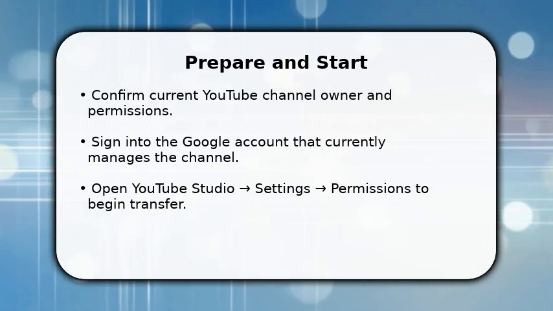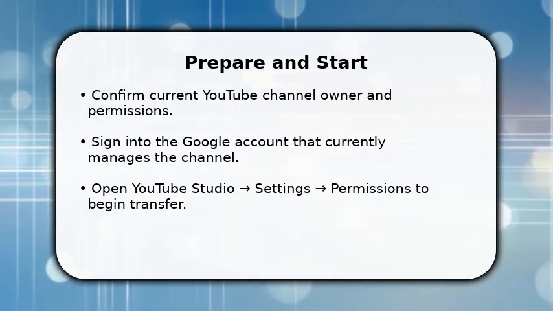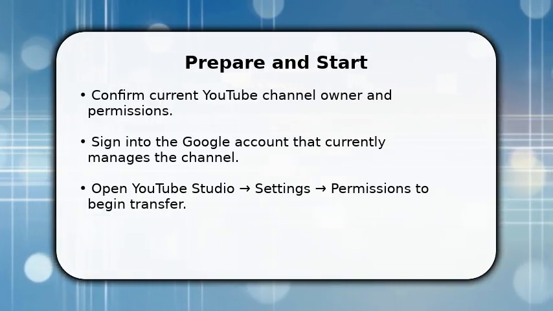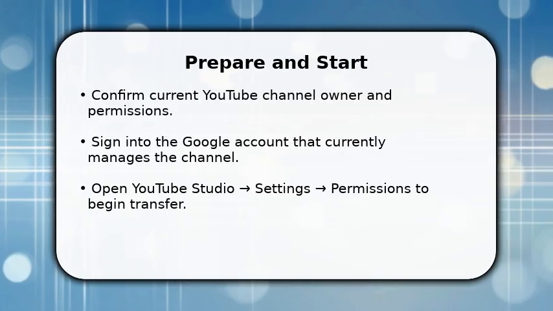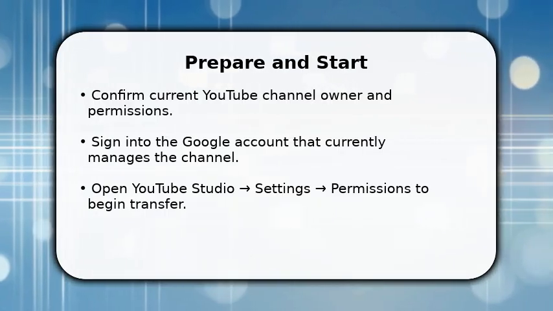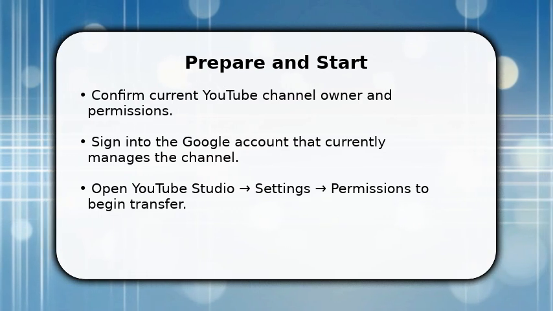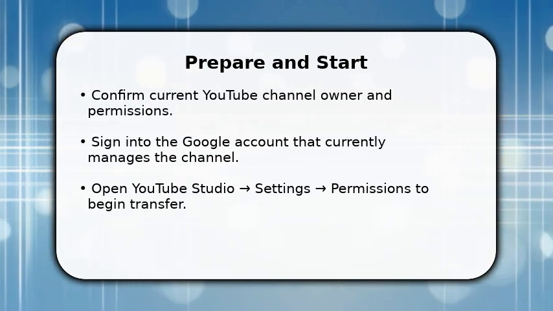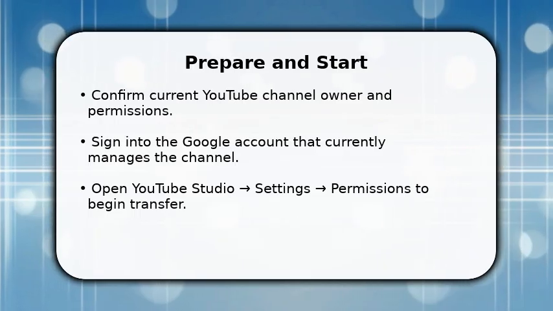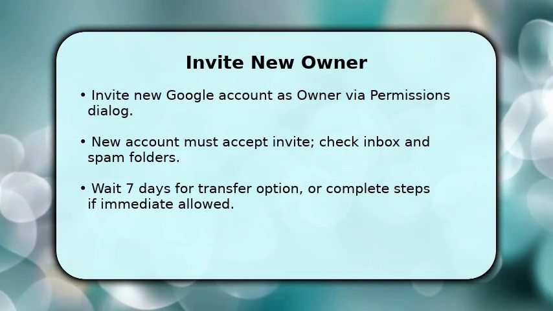While adding, use the exact email of the new Google account and choose the owner role. After inviting, wait for acceptance and keep this tab open to continue the ownership workflow. Once you add the new Google account as an owner, the invited user must accept the invitation from their email. Prompt them to check spam folders.